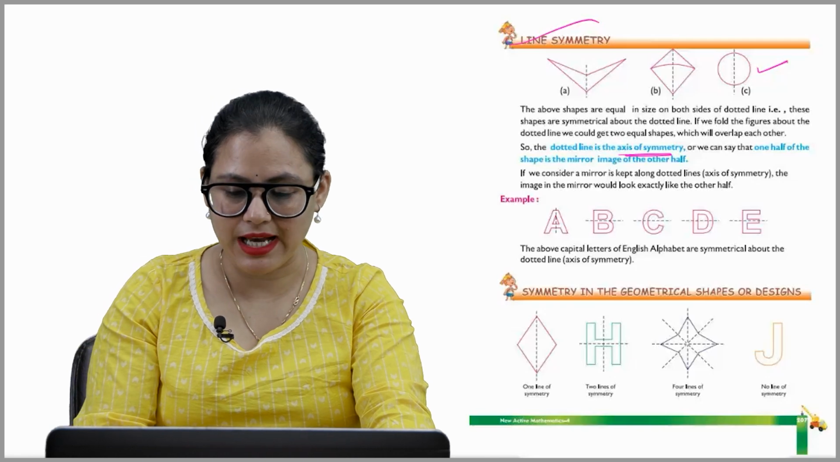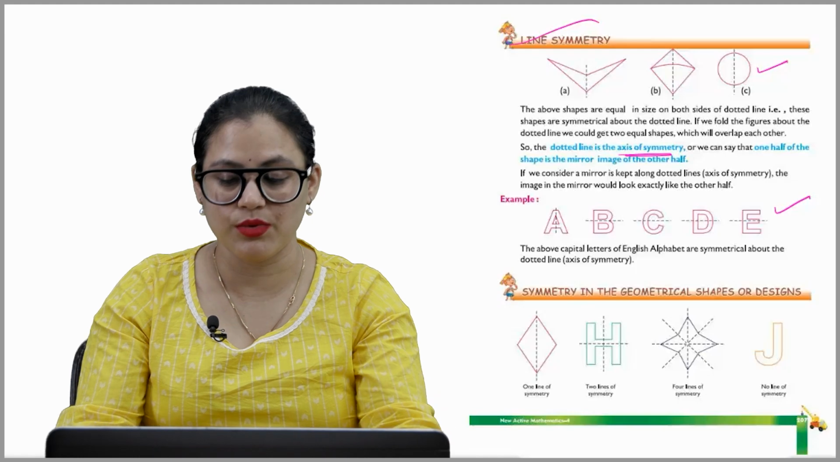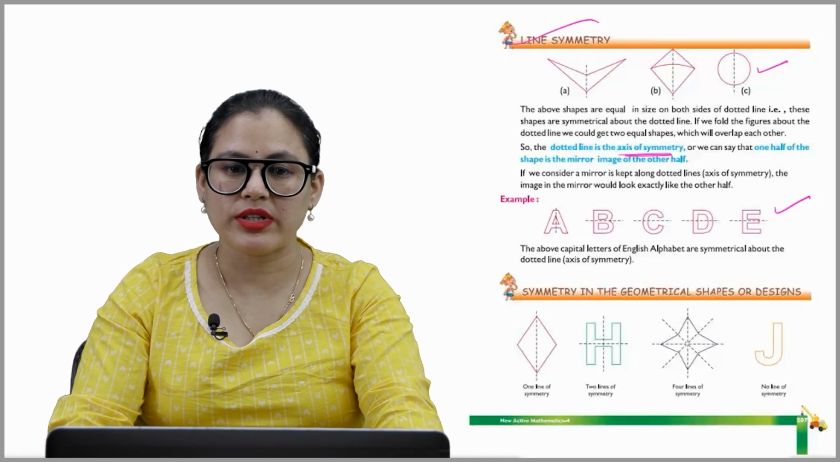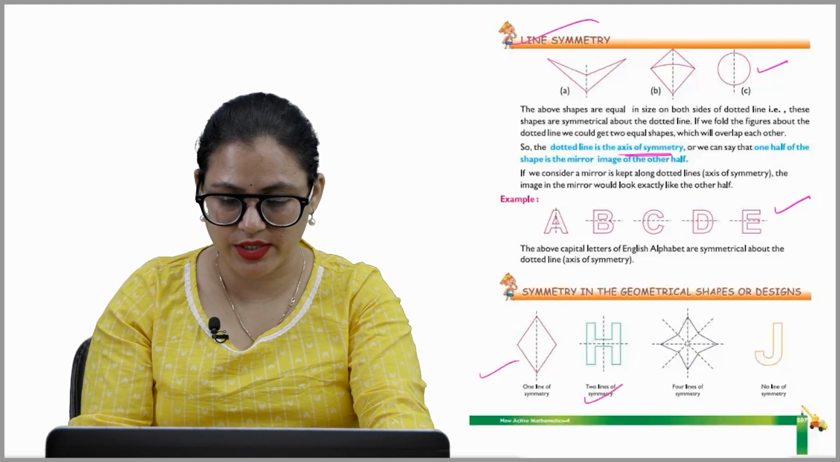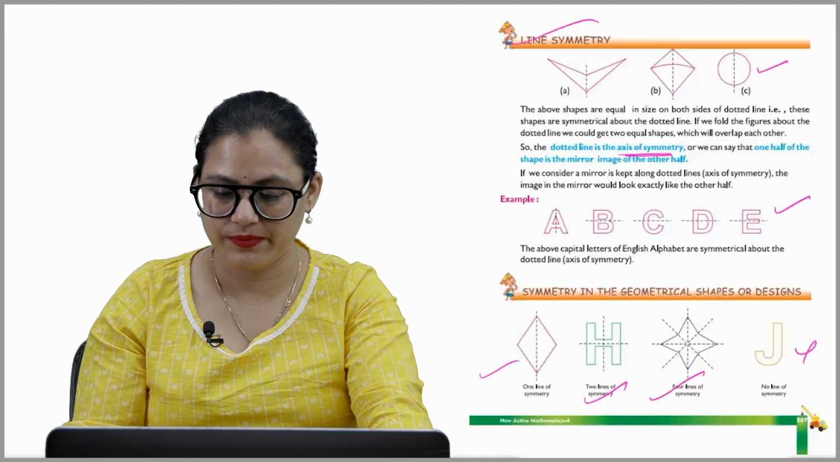Example, see, these are the capital letters of English alphabet which are symmetrical about the dotted line or the line of symmetry. Symmetry in the geometrical shapes or designs. See, there is 1 line of symmetry, 2 lines of symmetry, 4 lines of symmetry, and there is no line of symmetry. Okay.